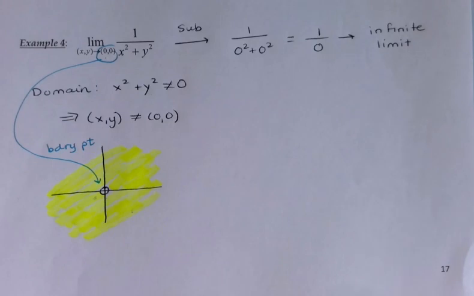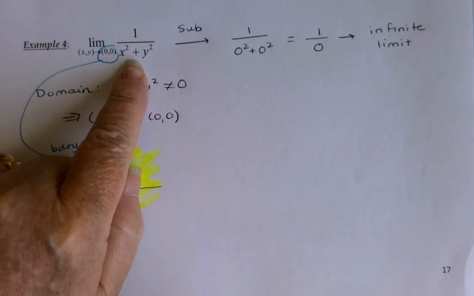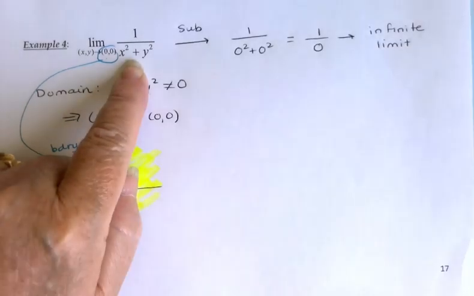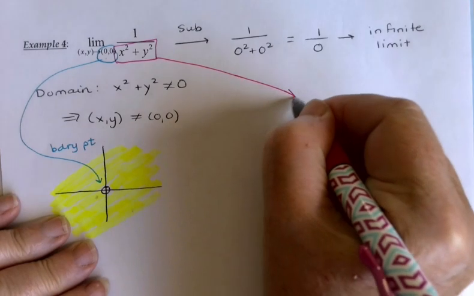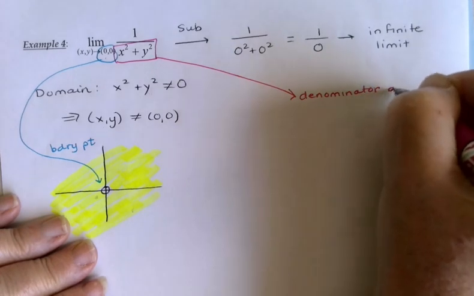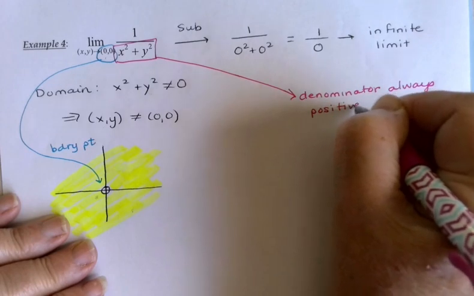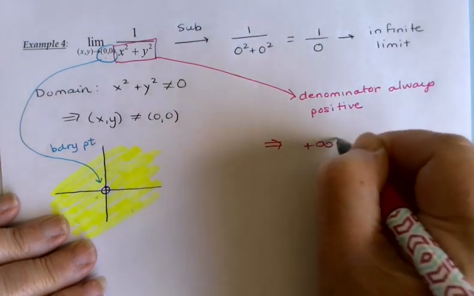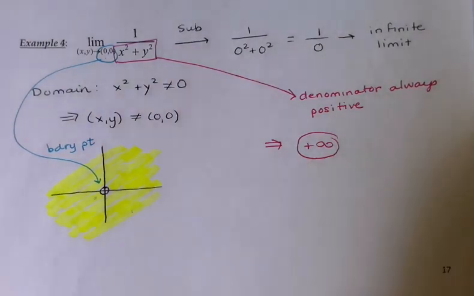Just like before, the only question that's left is, can I predict whether it's a positive infinity or a negative infinity? And in this case, that's pretty straightforward. That denominator is always positive, right? It'll never be negative, so I must be going to positive infinity. So this time I can say the limit is positive infinity, no matter which way I come at it from.